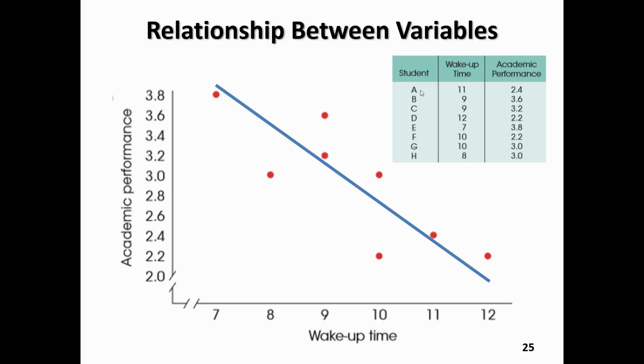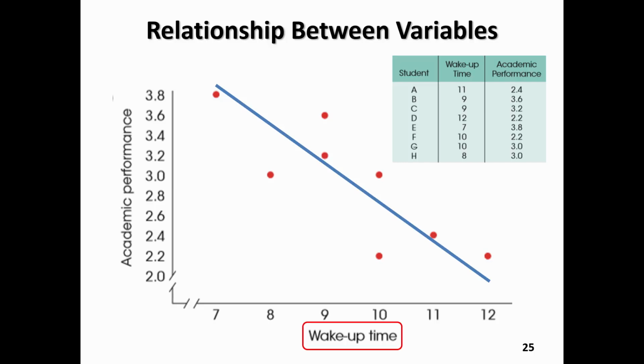In this particular study, this included 8 research participants. You can see a range of different scores for both wake-up time and academic performance. The first step we usually take with a correlational study is making what's called a scatter plot. A scatter plot is so named because the data appears to scatter on this graph.